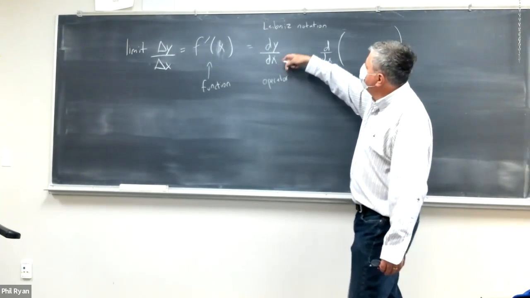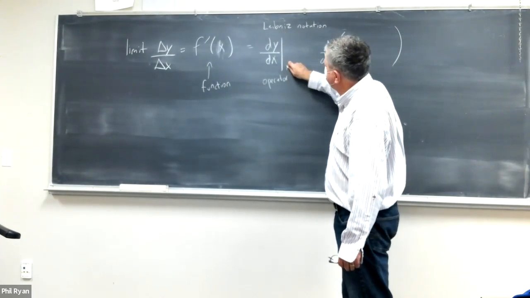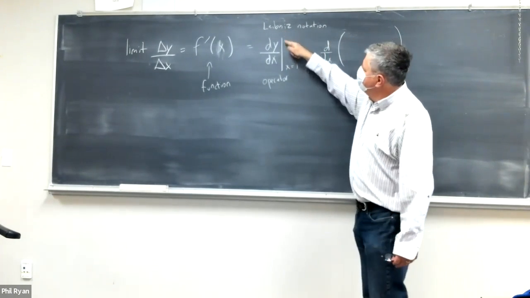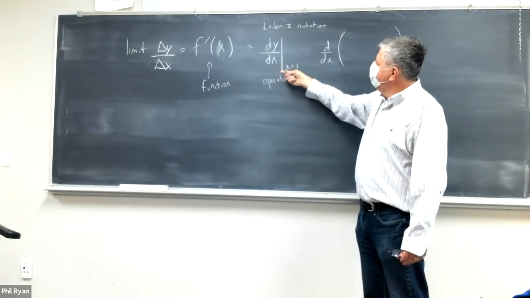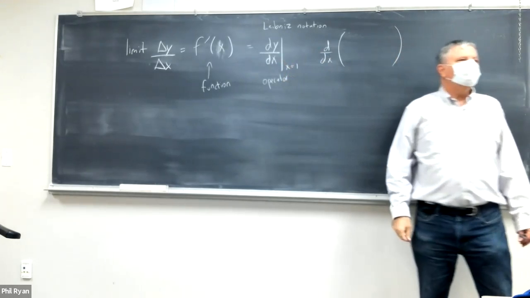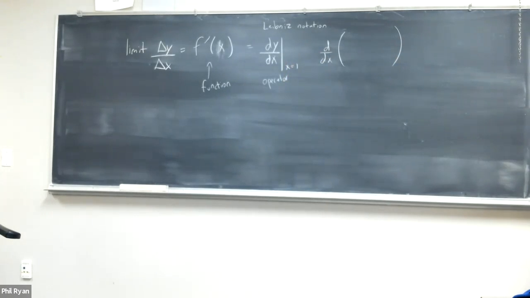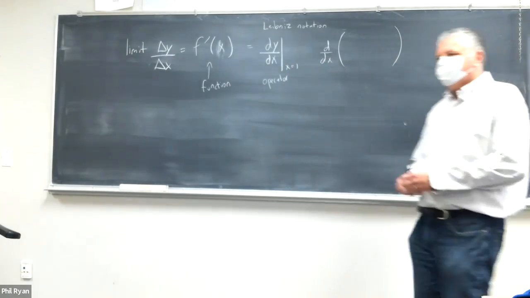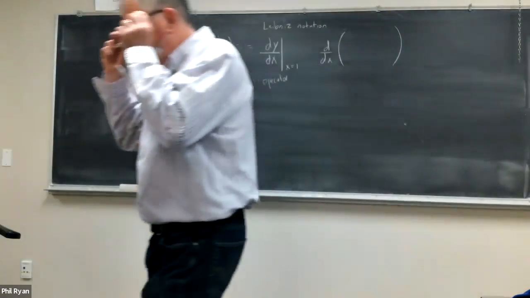If you want to turn this into a function, you've got to do something like this. This just means take the derivative. This just means evaluate at x equals 1. So this is just some notation you might see. So don't really get confused by that. Okay.